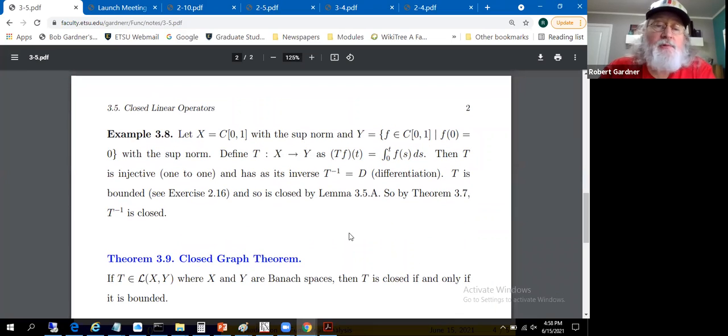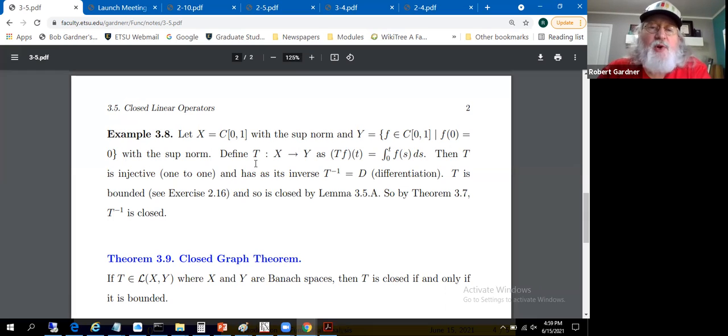With a quick little example, not necessarily involving Banach spaces here, so it's a little bit of a special case. But suppose X is the continuous functions on the interval [0, 1] under the sup norm, and Y is the elements of the continuous functions on [0, 1] such that f of 0 equals 0 under the sup norm. All right, so continuous functions in X, and Y is, I'm sure it's a subspace of X, but we're just treating it as another normed linear space under the sup norm. Y is those continuous functions which take on the value 0 at 0.